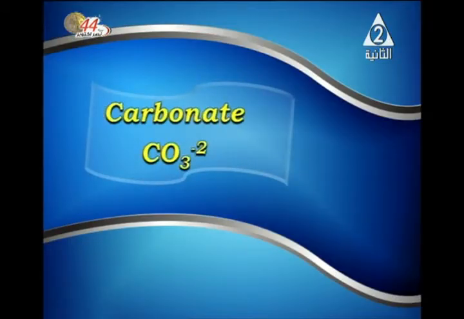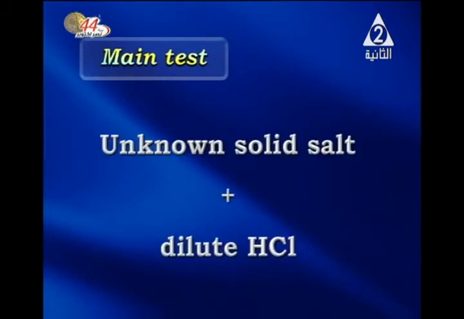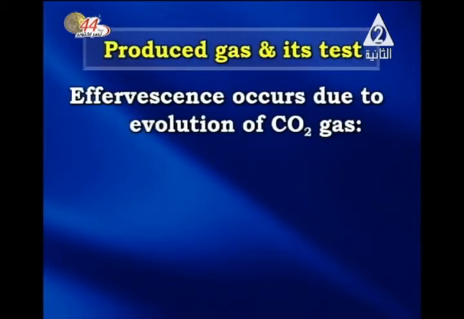Now, my dear students, we are going to discuss the first anion, which is carbonate. The main test for it is unknown solid salt plus dilute hydrochloric acid. The produced gas and its test: it causes effervescence during the evolution of carbon dioxide gas.